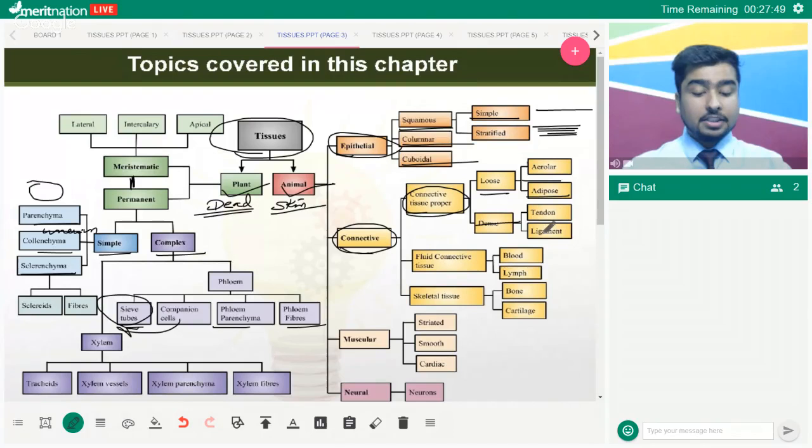Tendon and ligament connect the bones and muscles. How? This is how I remember, because people generally forget. So BTM, bone, tendon, muscle, and BLB, bone, ligament, bone. So a ligament joins two bones, and a tendon joins the bone and the muscle.